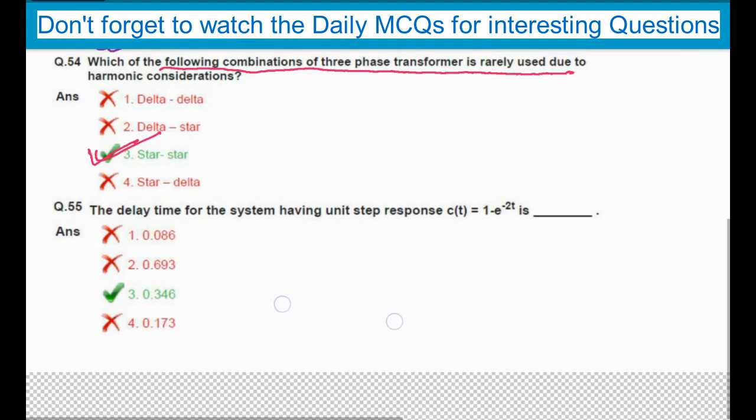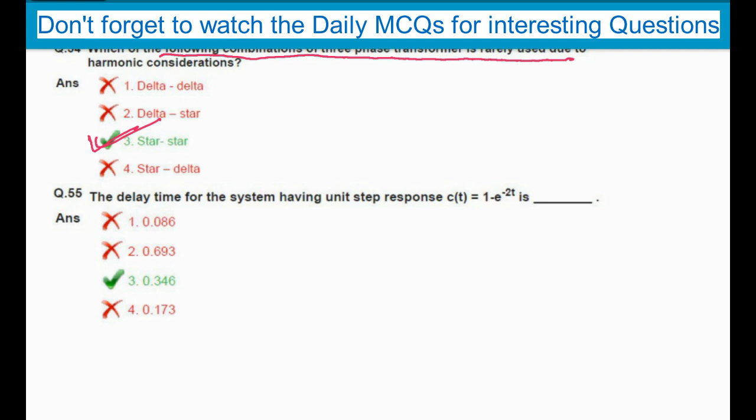Question number 55. The delay time for the system having unit step response C(t) equal to 1 minus e to the power minus 2t is. So what is the delay time? Here C(t) is given, and this is a first order system. How is this a first order system? First thing, the unit step response is given to be C(t) as this.